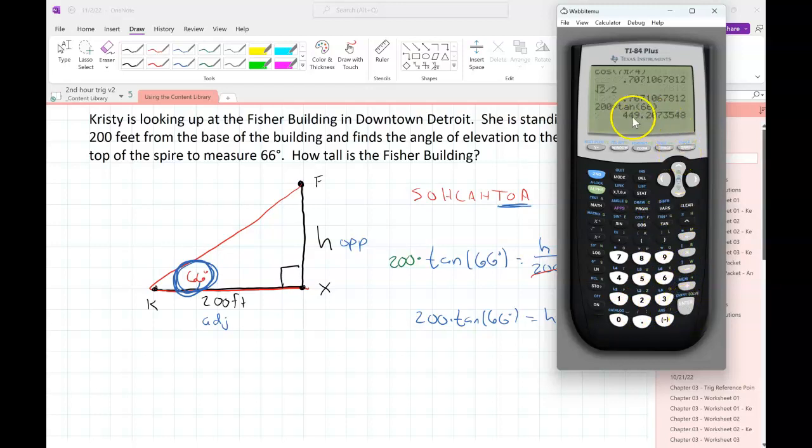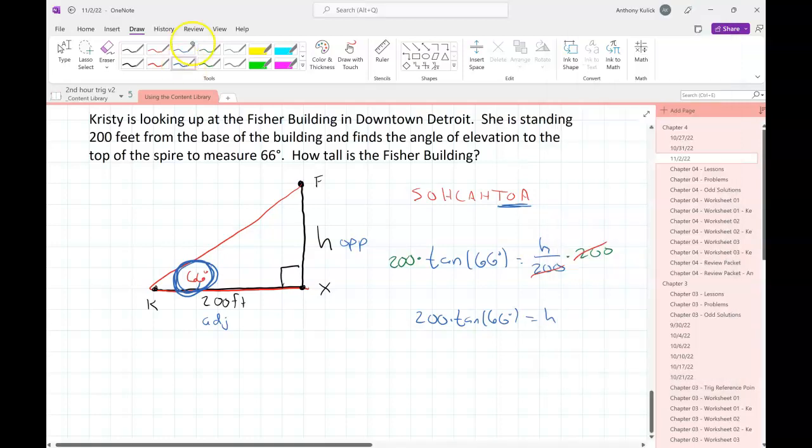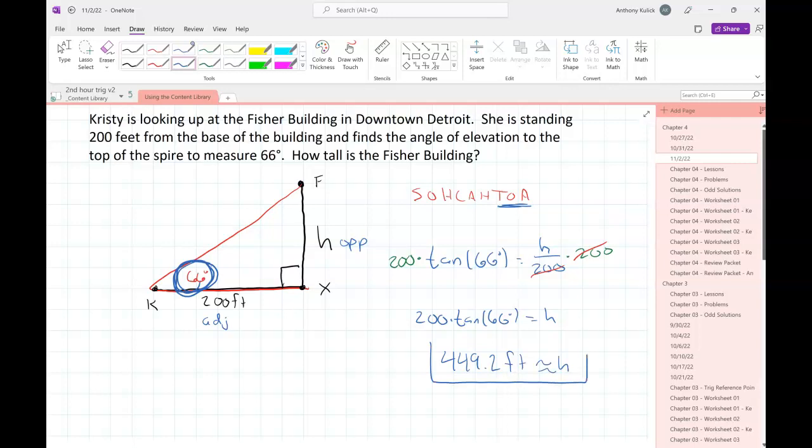So 200 times tan 66 gives me 449.2. I have no idea if that's actually accurate, but it's probably reasonable. Fisher Building's probably 40 stories tall or so. That doesn't seem out of line. Not like it's the Empire State Building or anything.